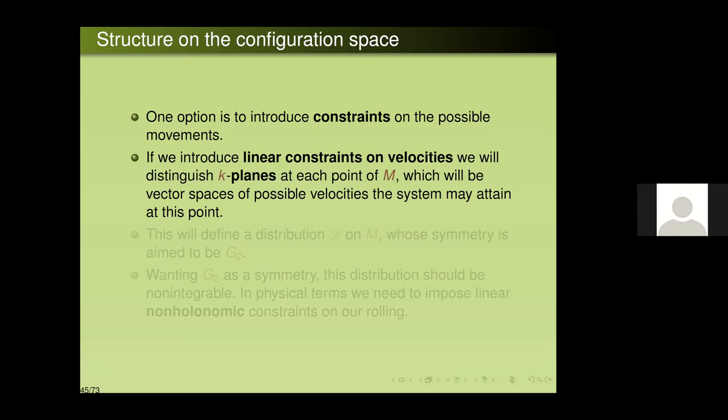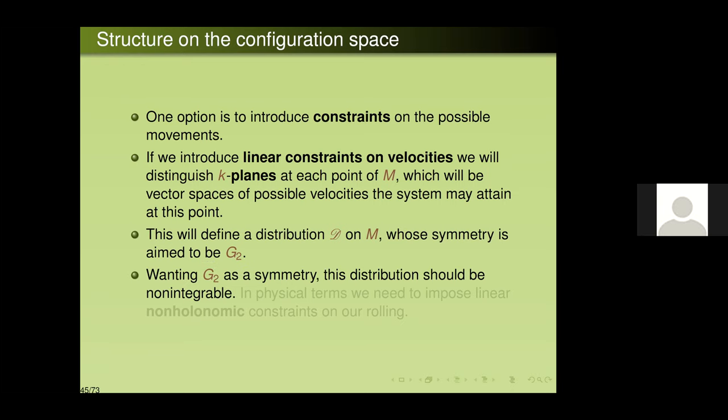We need for this a 2, 3, 5 distribution, or this rank 2 distribution. So one way of putting more structure is saying that we will be considering movement with constraints on velocities, linear constraints on velocity. And this will define a distribution. And I would like this to be the one that has G2 symmetry. Wanting a G2 symmetry here, this distribution should be non-integrable. In physical terms, we need to impose linear non-holonomic constraints on our rolling. So I need to put some linear non-holonomic constraints on the movement of my bodies, okay?